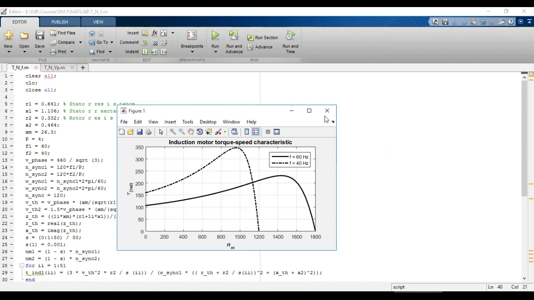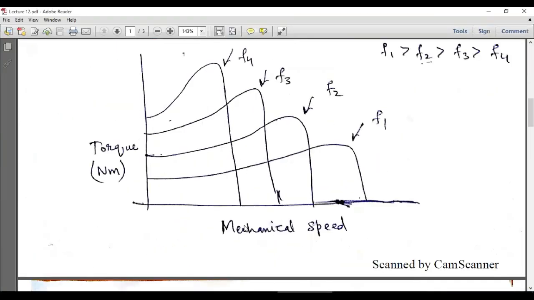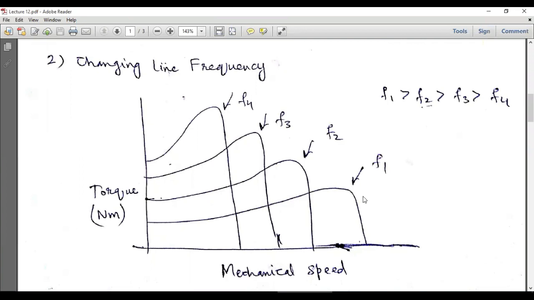So this is the torque speed curve of an induction motor at different frequencies, and at other frequencies we can have such a profile. So this profile clearly indicates that if we operate the induction motor at higher frequency, the speed will be high, but the torque will be less, either it is a starting torque or a pull-out torque.